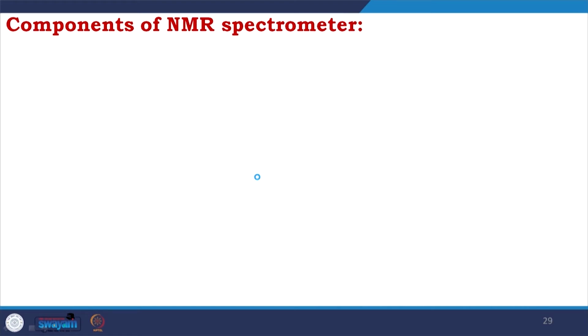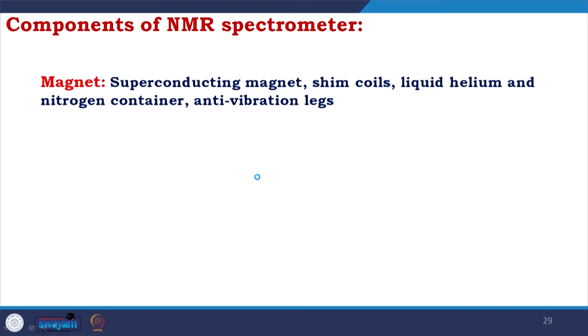So, the components of an NMR spectrometer. The first one, which is very important, is the magnet: superconducting magnet, shim coils, liquid helium and nitrogen containers, anti-vibration legs. Vibration is extremely critical. So, when the NMR instrument is set up, it has anti-vibration legs which absorb the vibration and do not let the instrument get the vibration.